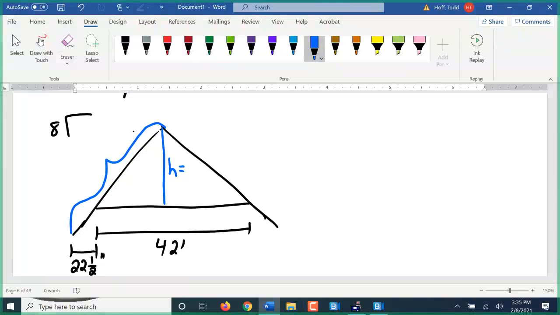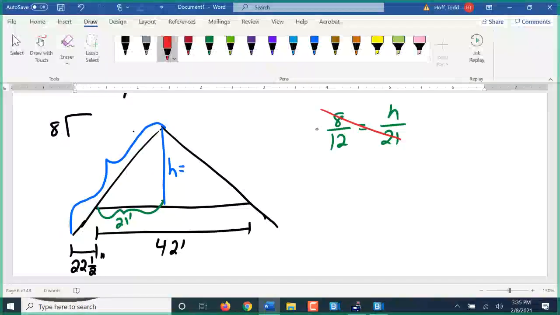So we're going to find that height and that top cord length here again. The height is going to, well, you guys tell me how to find the height. Perfect. 21 is just this length here. That runs. Cross multiply and divide, we get that H is 14 feet, three quarters.